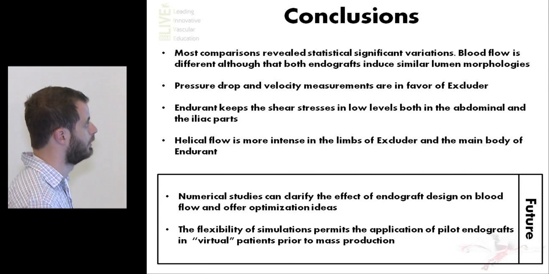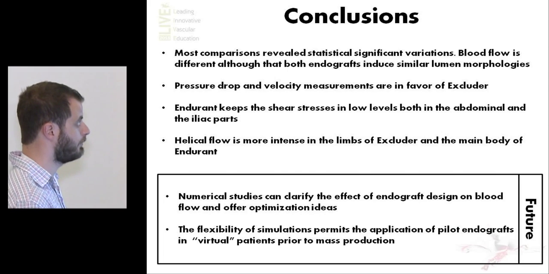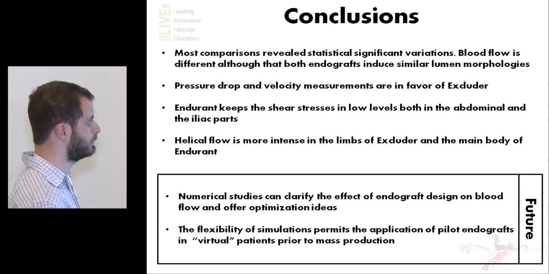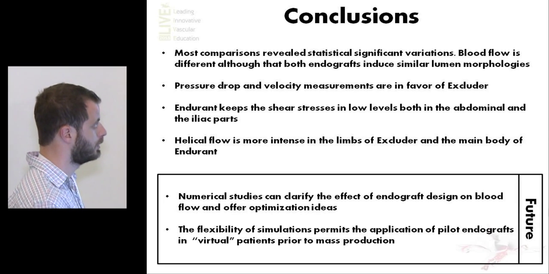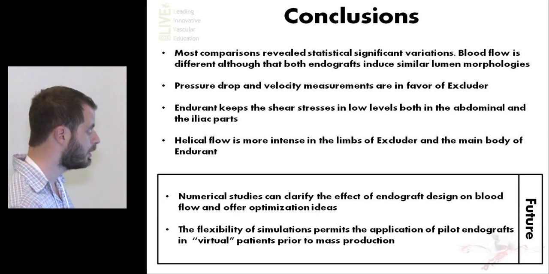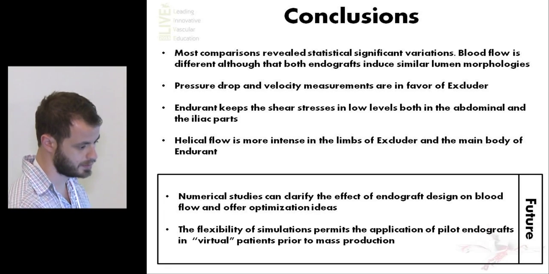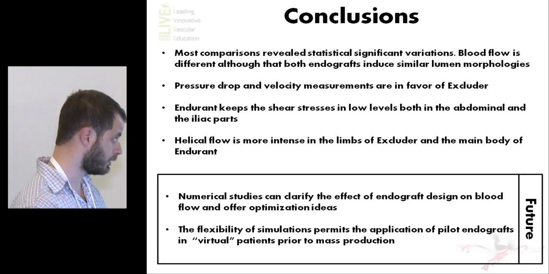So again, the conclusions. Most comparisons revealed statistically significant variation. Blood flow is different, although both endografts induce similar lumen morphologies. Pressure drop and velocity measurements are in favor of Excluder. Endurance keeps the shear stresses at low levels both in the abdominal and the iliac part. Helical flow is more intense in the limbs of Excluder and the main body of Endurance.